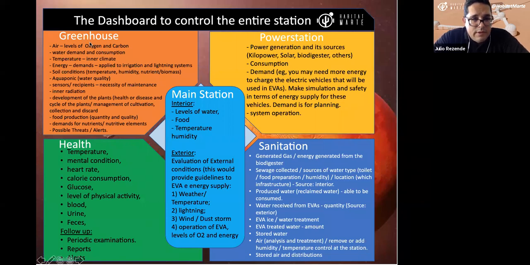In the greenhouse, we need to control the air, the levels of oxygen and carbon, and the water demand and consumption. The water demand and consumption from the greenhouse is also important information for the sanitation center, because if the greenhouse is demanding more water, the sanitation center needs to know whether it's possible to provide this water or not. The inner climate is also very important.